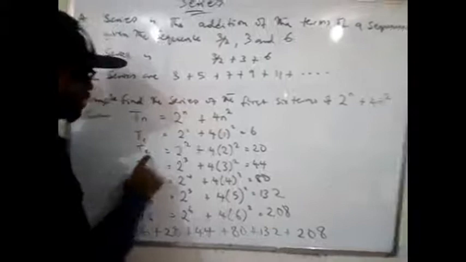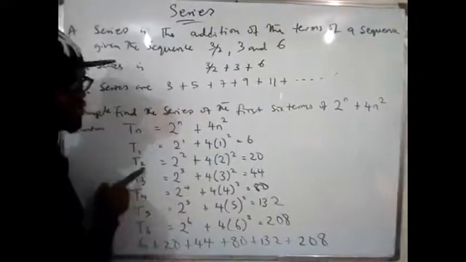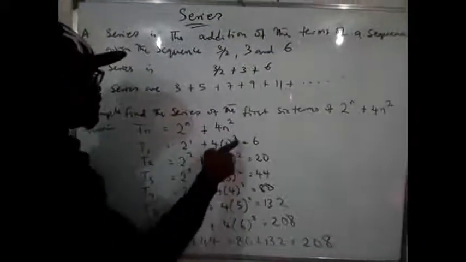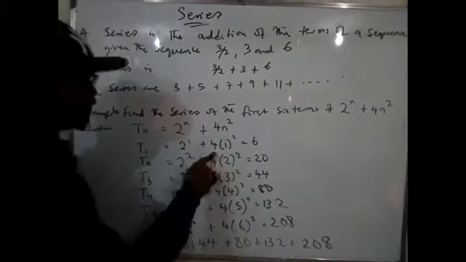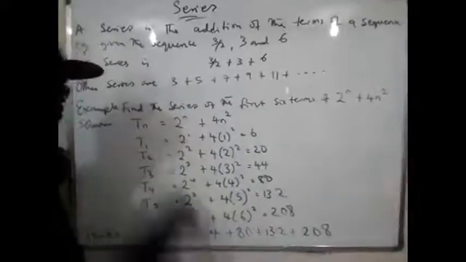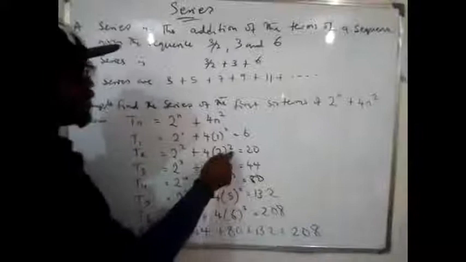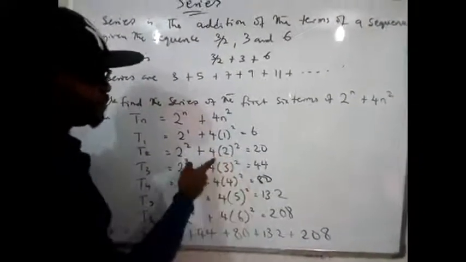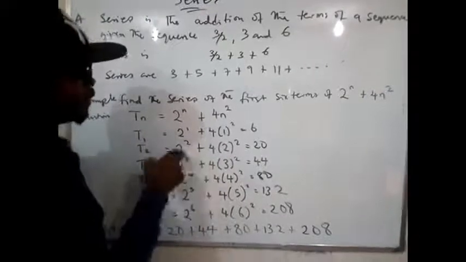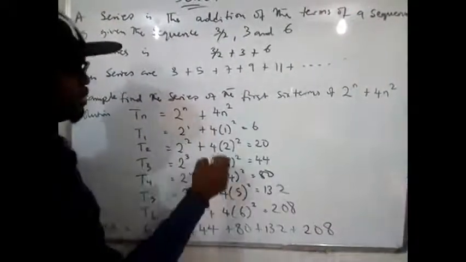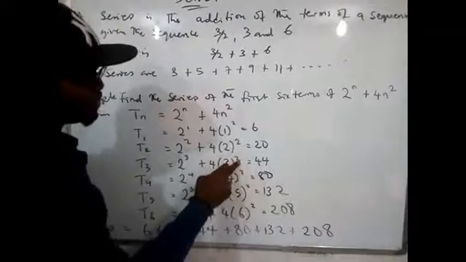To find the second term, anywhere you see n, you replace it with 2. So to find the first term, you simply say 2 to the power 1, which is 2, plus 4 times 1 to the power 2, which is 1, 1 times 4, 4. 4 plus 2, 6. Is that clear? Yes. Term 2, 2 to the power 2, 4. 4 times 4, 16. 16 plus 4, 20. Term 3, 3 to the power 2, 9 times 4.